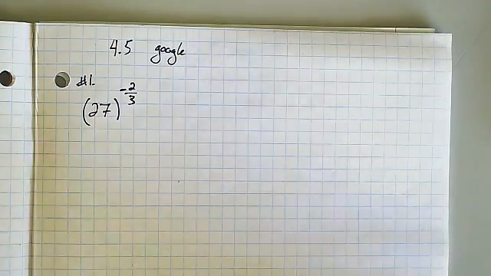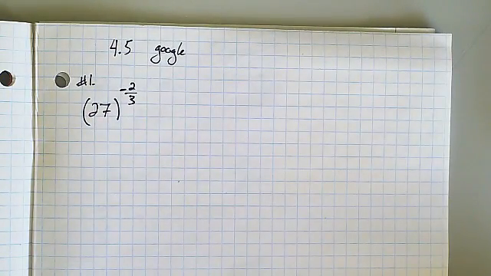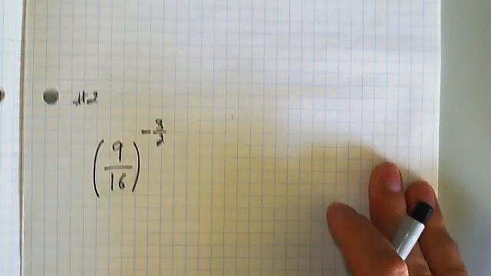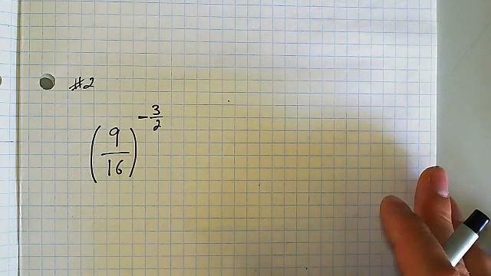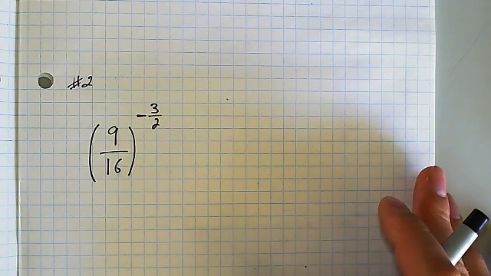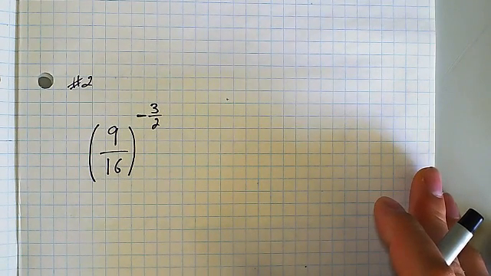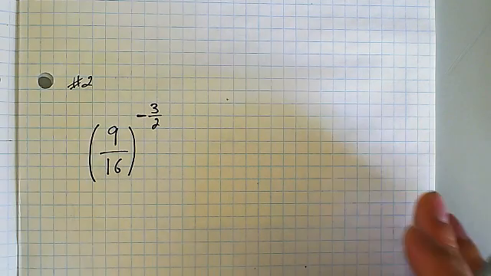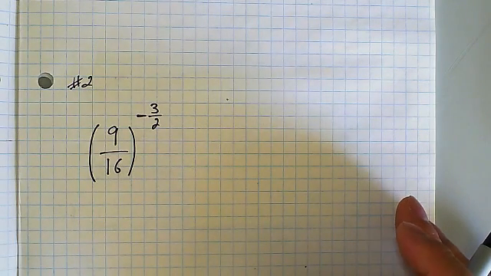For 4.5, that's it. And you'll see that I've given you, surprise, surprise, a fractional exponent. We'll try these out. So, 27 to the power of negative 2/3 is question 1. Question 2 is 9 over 16 to the power of negative 3/2. If you have any questions, I will be online Tuesdays and Thursdays for tutorial. Otherwise, good luck.